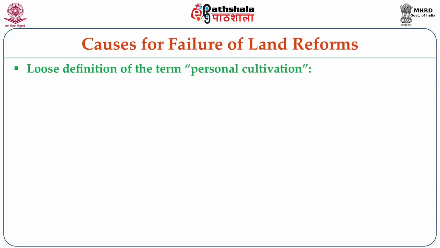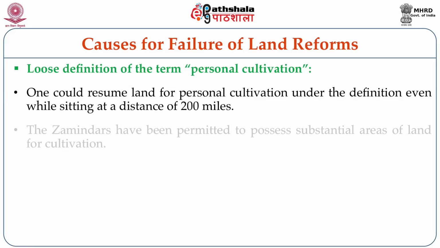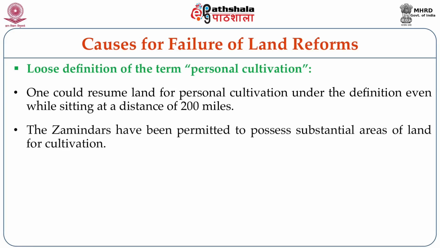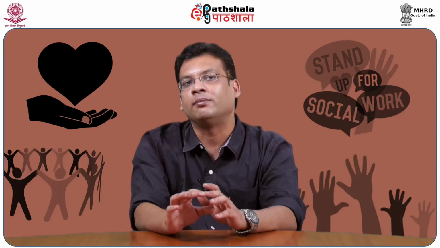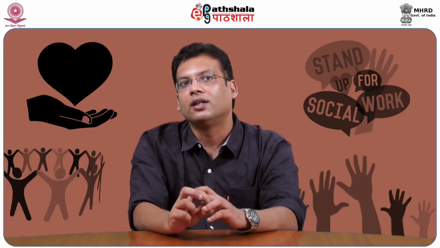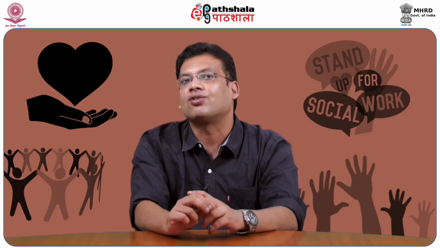Then, loose definition of the term personal cultivation. One could resume land for personal cultivation under the definition even while sitting at a distance of 200 miles. So the zamindars were permitted to possess substantial areas of land for cultivation even when they were actually not cultivating them. Again, the laws provided for many exemptions in the form of land awarded for gallantry, land under orchards, tea estates, well-run farms, etc. So the zamindars were able to use these exemptions to still retain large tracts of land.